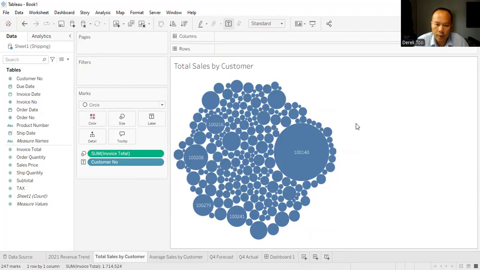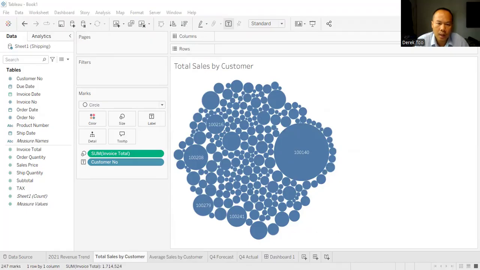One that stands out is client 100140, which has a total invoice of 286,691. So that's the big chunk right here. And that answers the question, which customer number has the largest total sales volume? This one right here. Now moving on to the next question.